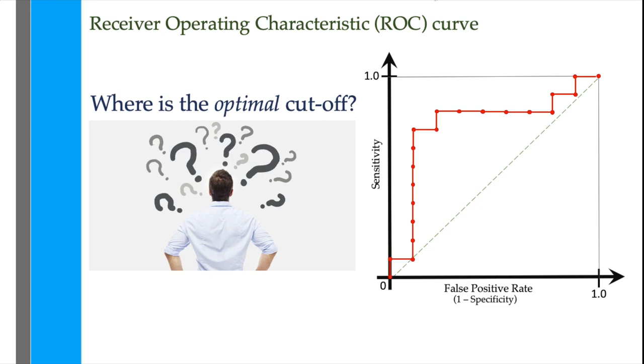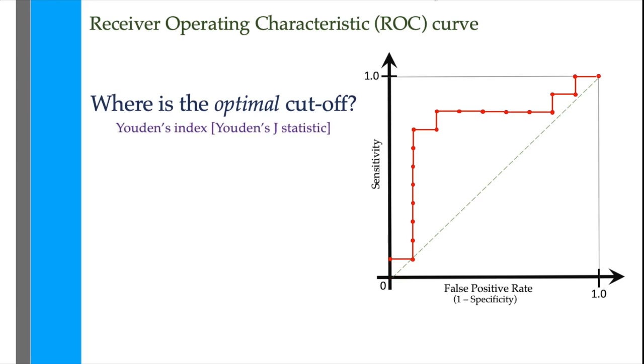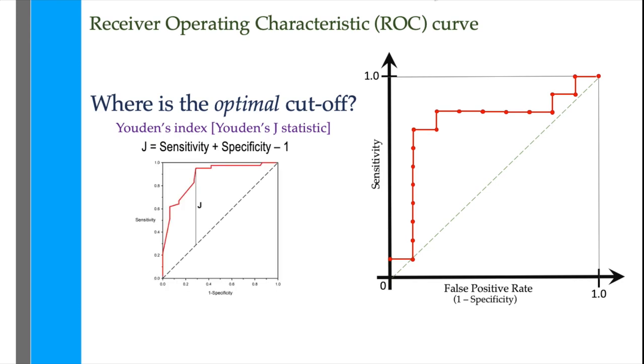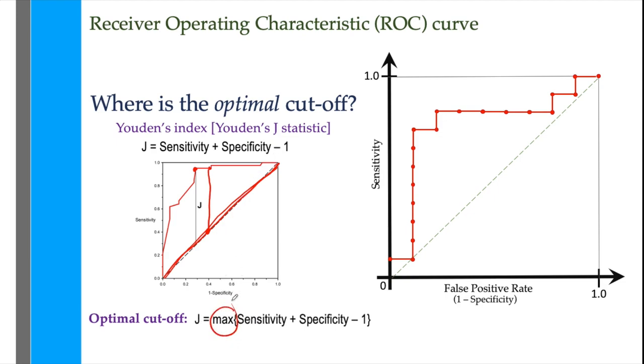Now many journal articles published online use the Youden's index, also known as the Youden's J statistic, in determining the optimal cutoff. All we have to do is to compute for the sensitivity plus specificity minus 1, that will be the Youden's index J of each cutoff. Graphically, the Youden's index J is the vertical distance of the cutoff from this diagonal line. Or in other words, all we have to do is to compute for all the possible values of J, and the one that has a maximum value, that is the optimal cutoff.